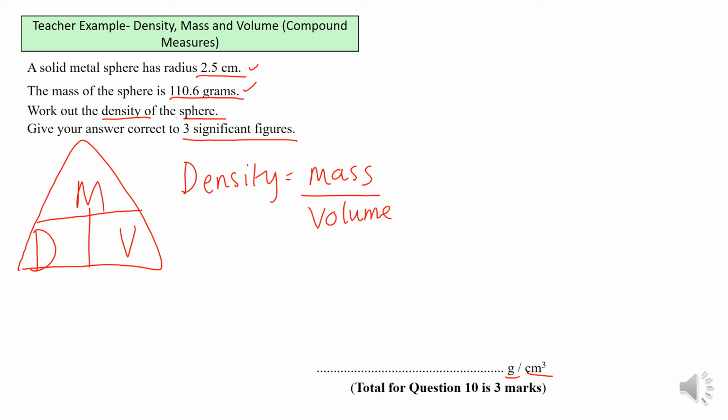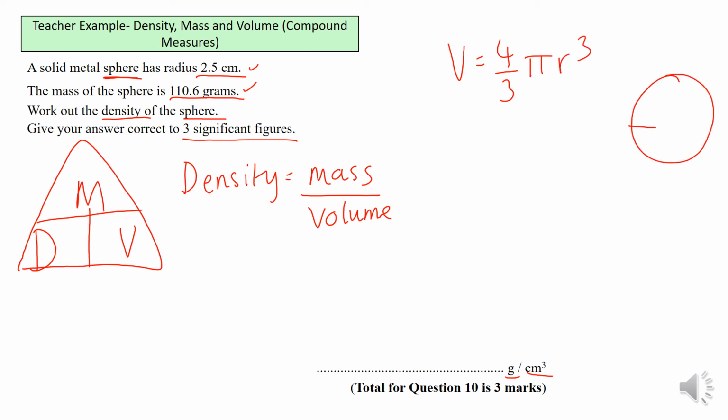Now if I have a look at the question, do I have the mass? Yes, I do. Do I have the volume? No, I don't. So the question has told me it is a sphere. Now you need to be able to recall the formula for a sphere. The formula for that is volume is equal to 4/3 times pi times the radius cubed.